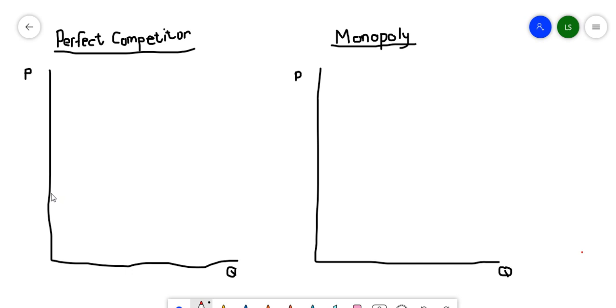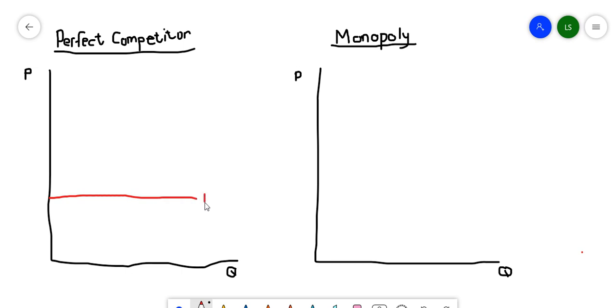So we're going to add it in, and when you draw it now, I don't want you to go and draw it way up there. Remember, we said perfect competitors, their prices are the lowest out of all the market structures. So draw the demand curve relatively low down on your axis. Okay, horizontal line.